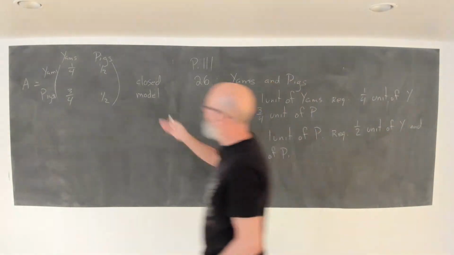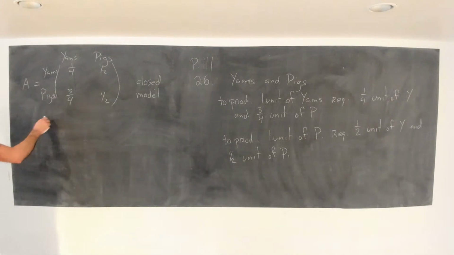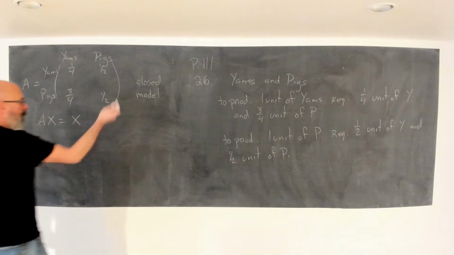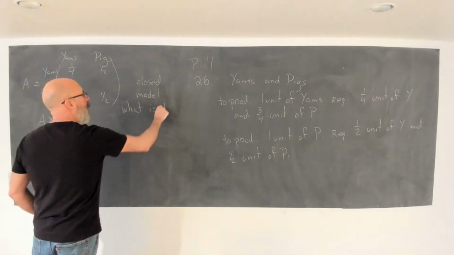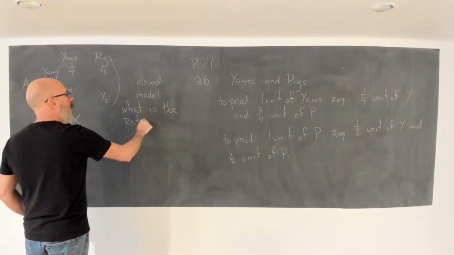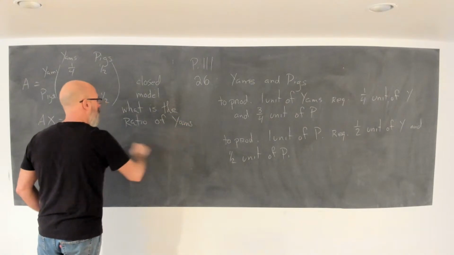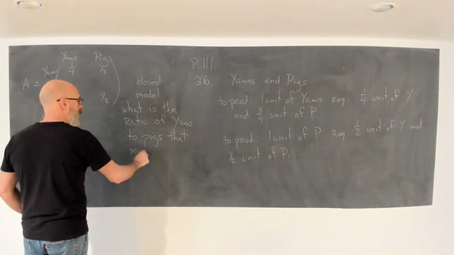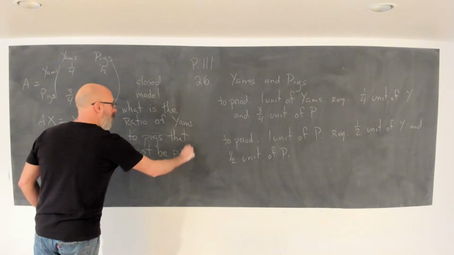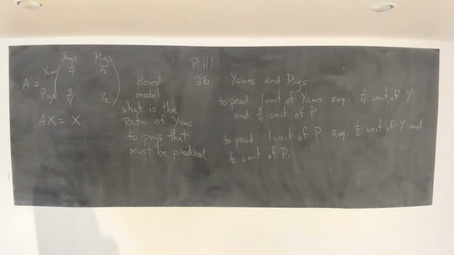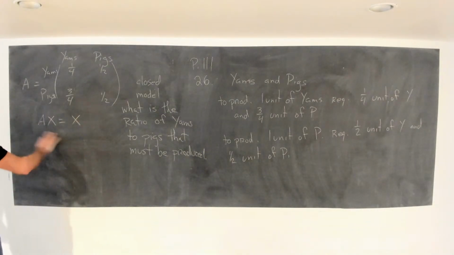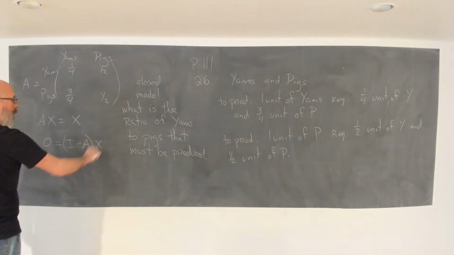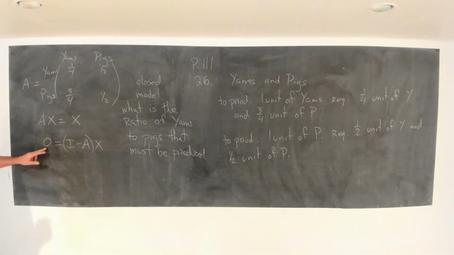And if we look, in this case, what are we asking for? We are asking for what is the ratio? So here's the question, what is the ratio of yams to pigs. Right, so this is what we're solving. Or equivalently, as we pointed out, I minus A times x equals 0.